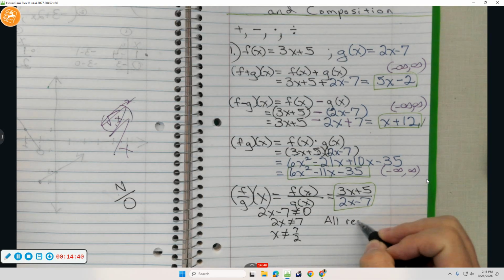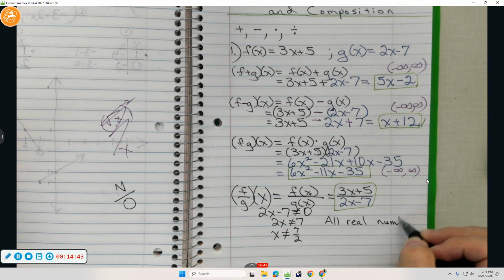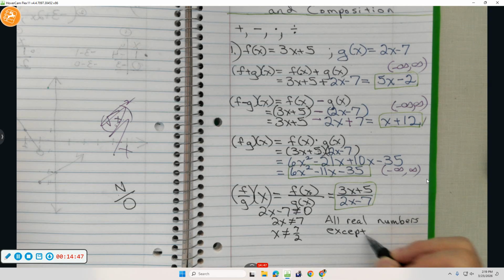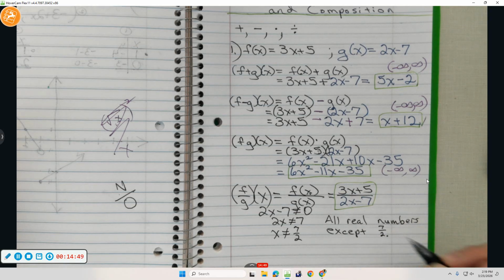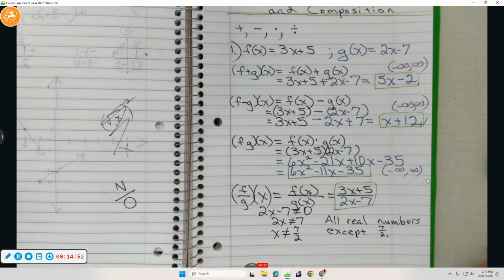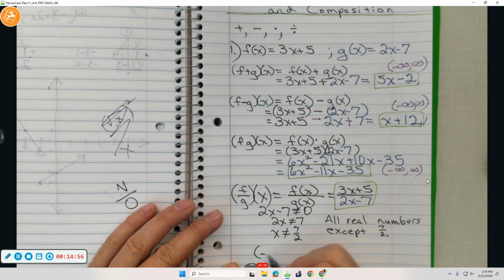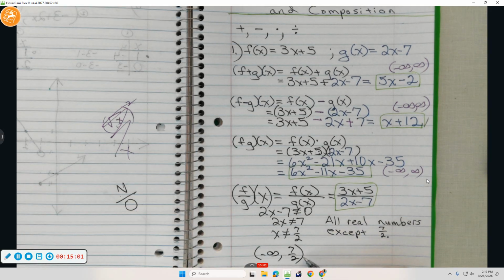All real numbers except 7 halves. That means it can be any number to the left of 7 halves. So negative infinity comma 7 halves. Notice it's a parenthesis, not a bracket. If you use a bracket, you're including 7 halves. That's saying every number smaller than 7 halves, every number to the left of 7 halves.